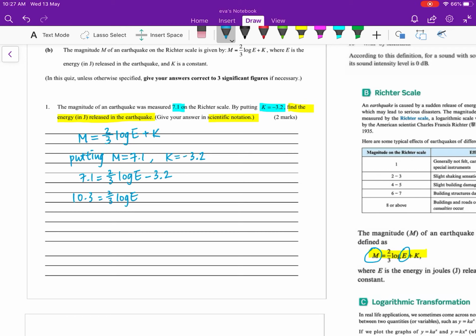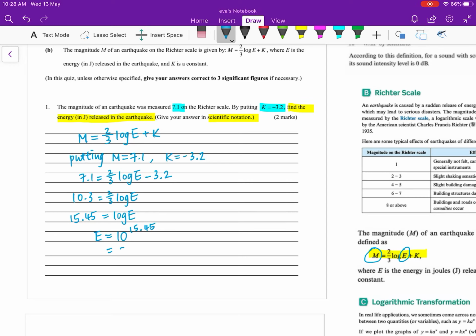And then next we move the 2 over 3 to the other side. So we calculate this, and this is 15.45 equals log E. So this is the E here. As this is a log here, we take the base 10, then we can find E. So E equals 10 to the power of 15.45. But this cannot be the final answer as it requires you to write the scientific notation. So just use your calculator to find it out.